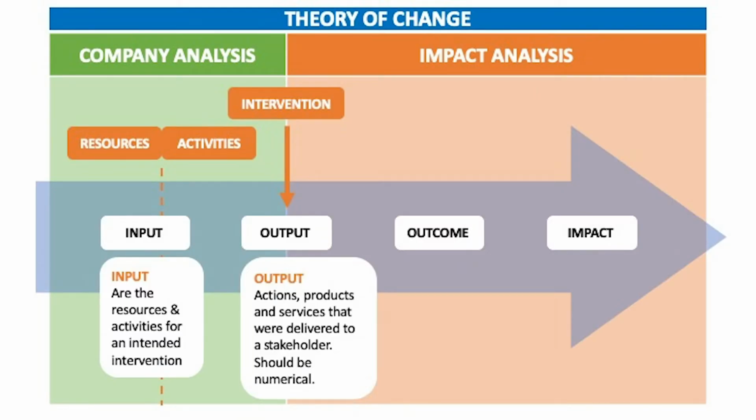Outputs are the actions, products, and services that were delivered to a customer, a beneficiary, or a stakeholder. Just as a side note, a beneficiary is a person or a group of people that a social enterprise or that a business is trying to have a positive social impact on. This can be different from the customer, which we will see in the case of CorrectBook in a second. Outputs are usually described numerically and can therefore be quantified.